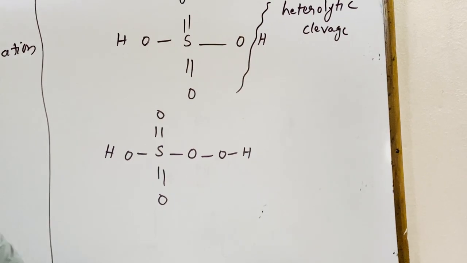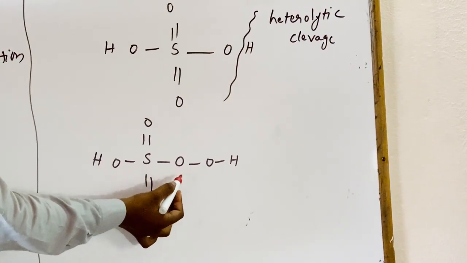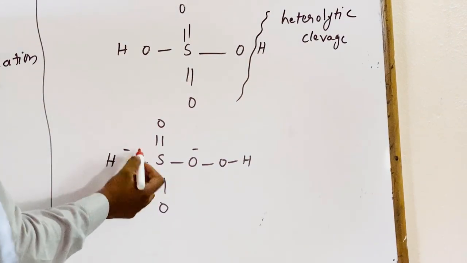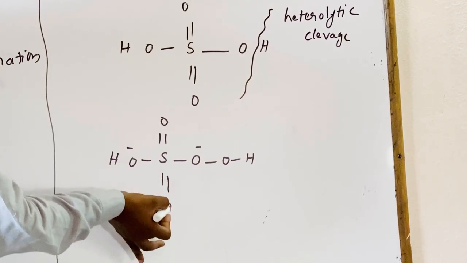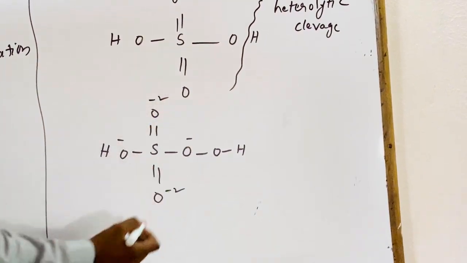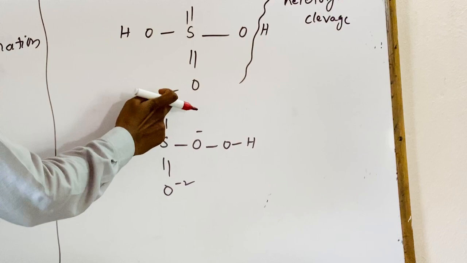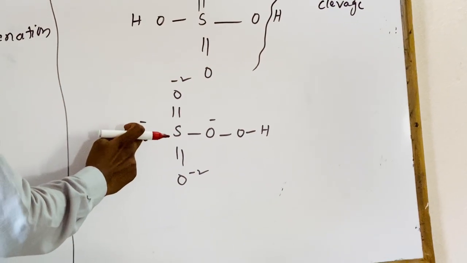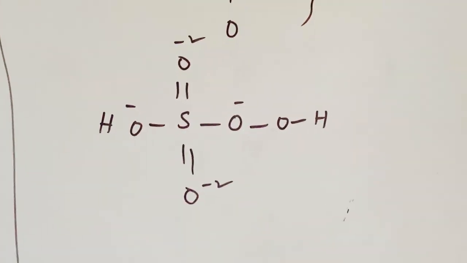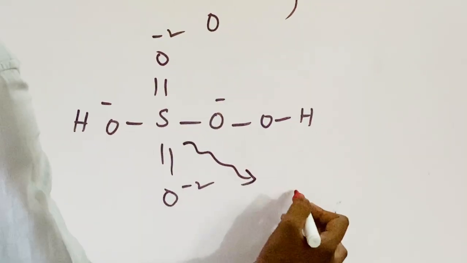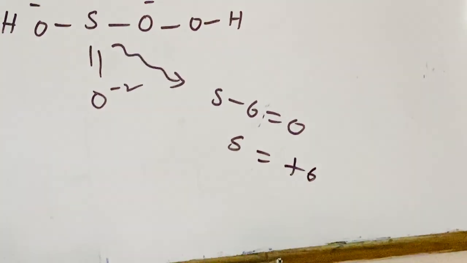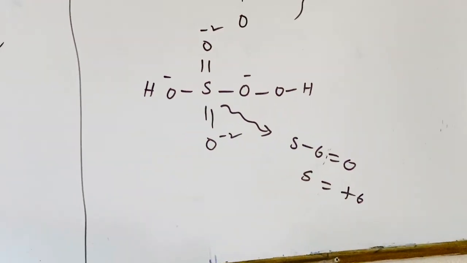Now coming to the charges, oxygen is more electronegative than sulfur. Then oxygen shows here minus 1, here also minus 1. Double bond with sulfur, oxygen shows minus 2, here also minus 2. Minus 2, minus 2, minus 4. Minus 4, minus 1, minus 5. Minus 5, minus 1, minus 6. S minus 6 equal to 0. Then sulfur makes it the plus 6 oxidation number.